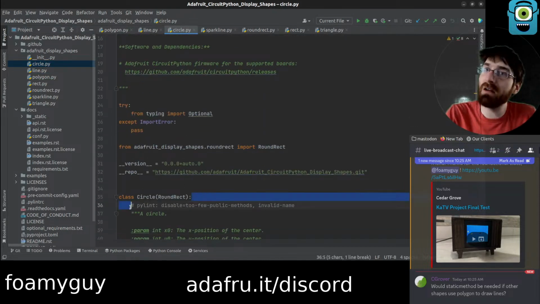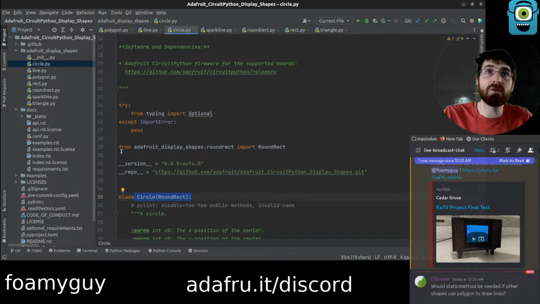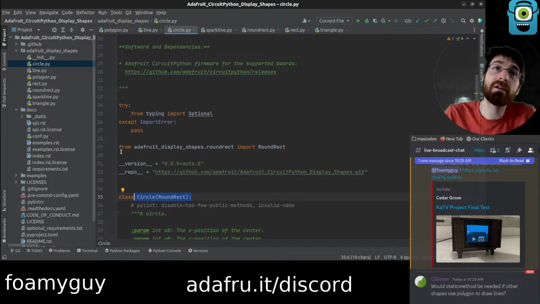Circle extends round rect, which is kind of surprising, but I guess makes sense, right? It's just instead of round rect, it's a round square, and the radius of the corner curves is exactly 1/2 of the width, or the height, since it's a square.